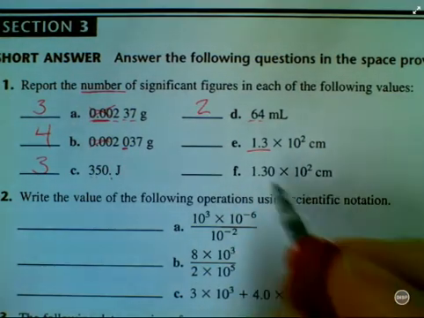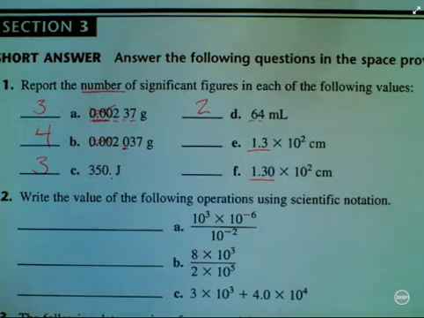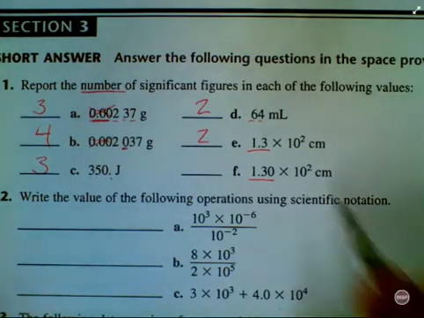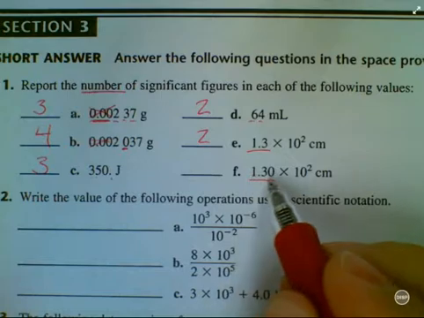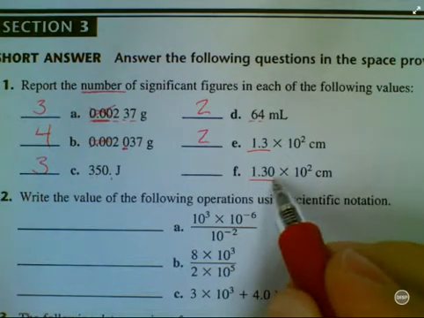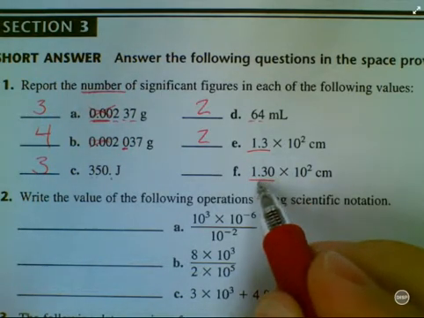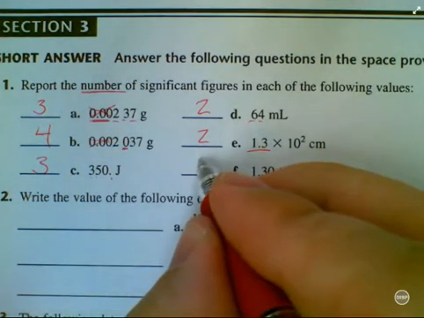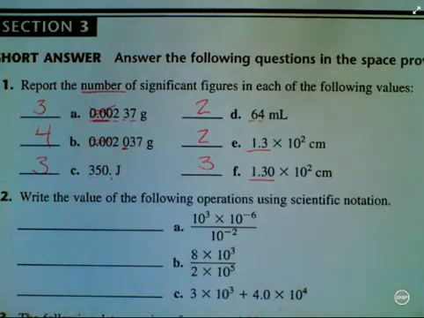So for E and for F, I'm only looking at the coefficients, the values here. So for E, I see non-zero digits only, 2 of them, so that's 2 significant figures. In F, I see 2 non-zero digits, so those are both significant, and I see a trailing 0, and there's a decimal in the number. So that's going to make this 0 significant, leaving me with 3 significant figures.